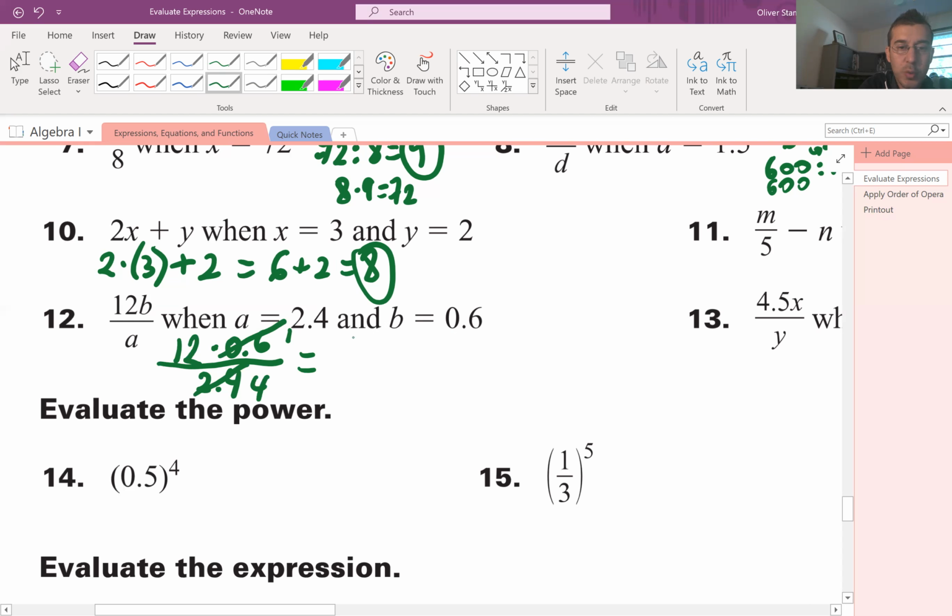So this becomes 12, because 12 times 1 is 12, over the 2.4 which became 4. Because we divided 2.4 by 0.6, so now it's 4. So that is 12 divided by 4 is 3. Why? Because 3 times 4 is 12. Does that make sense? Okay.